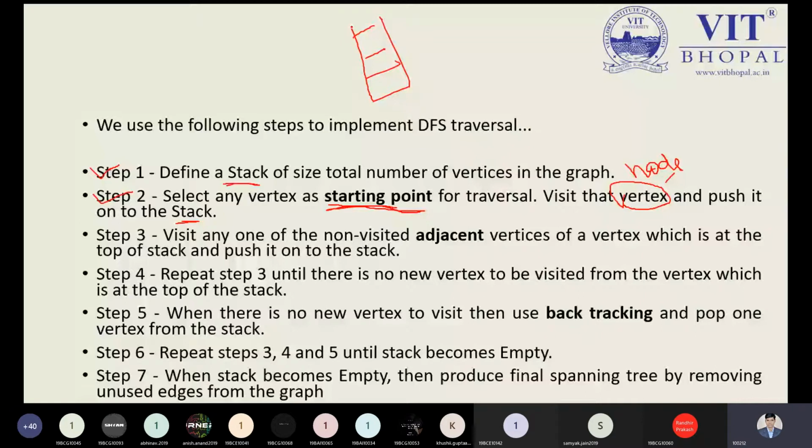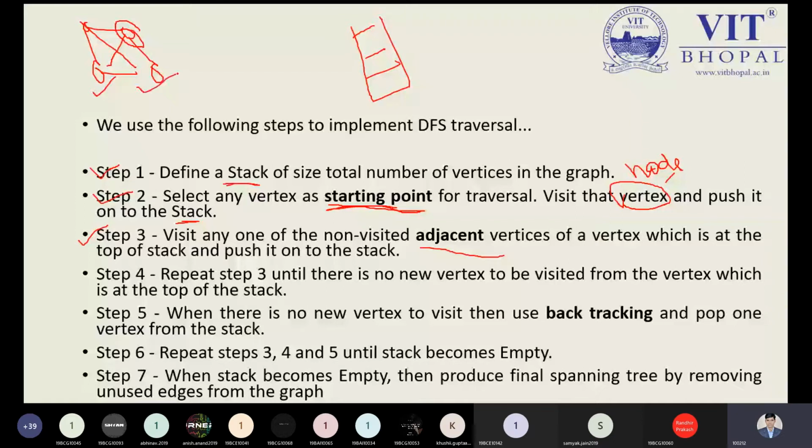Now the third step: visit any one of the non-visited adjacent vertices. It means like this graph. In this graph, suppose we are picking this node, so we need to pick its adjacent nodes. It could be this one, it could be this one, it could be this one.